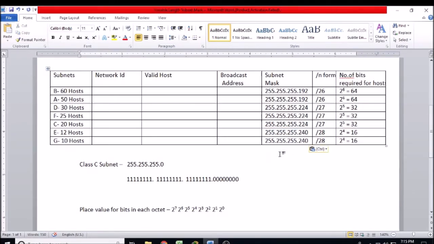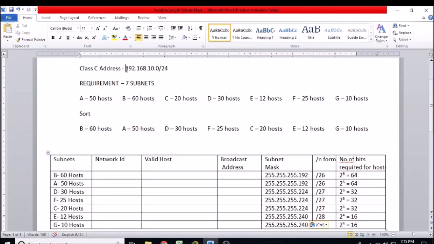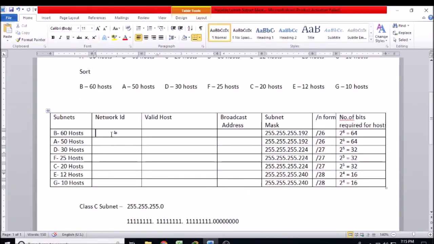So this is the way you have to find the subnet mask. This is very important if you are configuring your network in Cisco Packet Tracer, because the subnet mask should be carefully given, otherwise you will not be able to transmit your packet. After that, we will go for the network ID for each and every host. So what is the network ID given? It is 192.168.10.0.